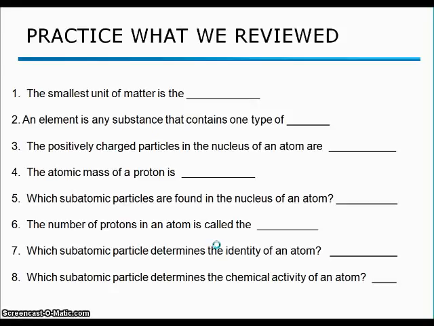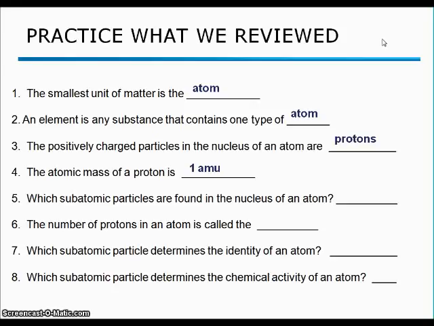All right, welcome back. I hope you've taken the time to answer these questions already, and now we'll go over our answers together. So our first question, the smallest unit of matter is the atom. And an element is any substance that contains one type of atom. The positively charged particles in the nucleus of an atom are protons. The atomic mass of a proton is 1 AMU. That stands for atomic mass unit, but if you just wrote the number 1, that's okay too.